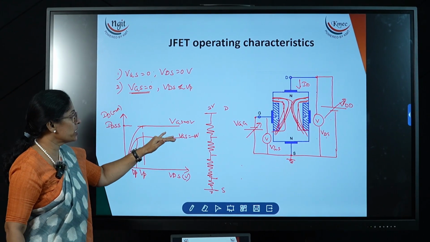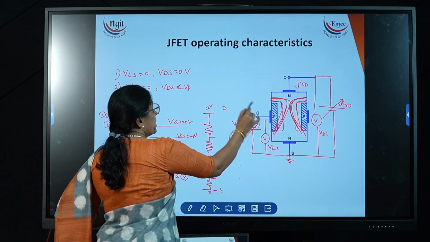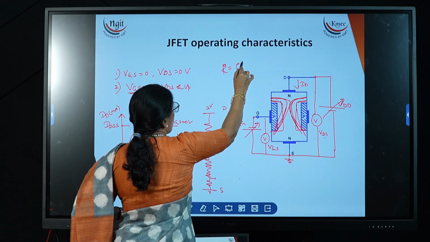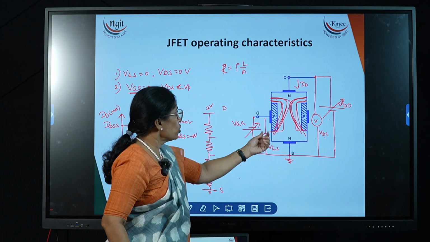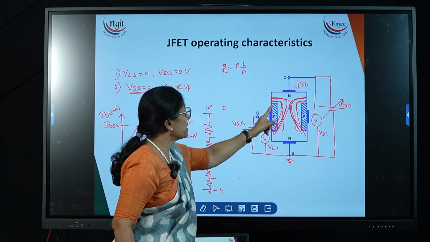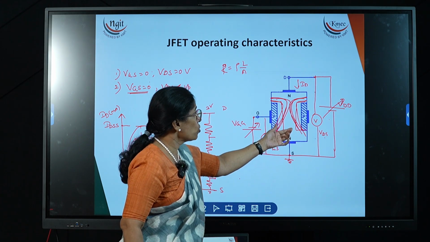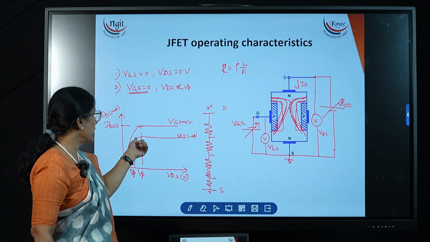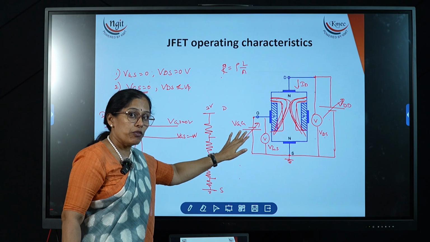And also if you see, the drain current reduces. Why? Because already in the last lecture we have studied that R is equal to rho L by A, where the resistance depends on the area. So if the input voltage is increased, the depletion width is increasing, thereby the channel area is reduced. So it is offering resistance. This resistance will oppose the current. That's why we get less current as we increase the input reverse voltage.